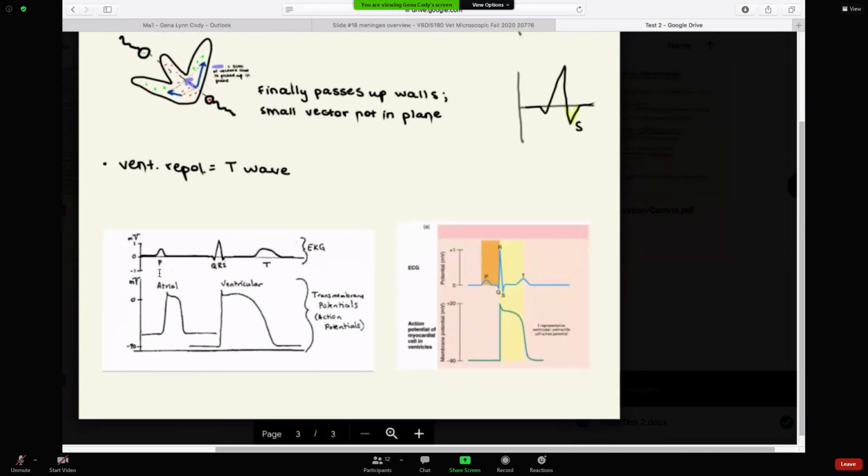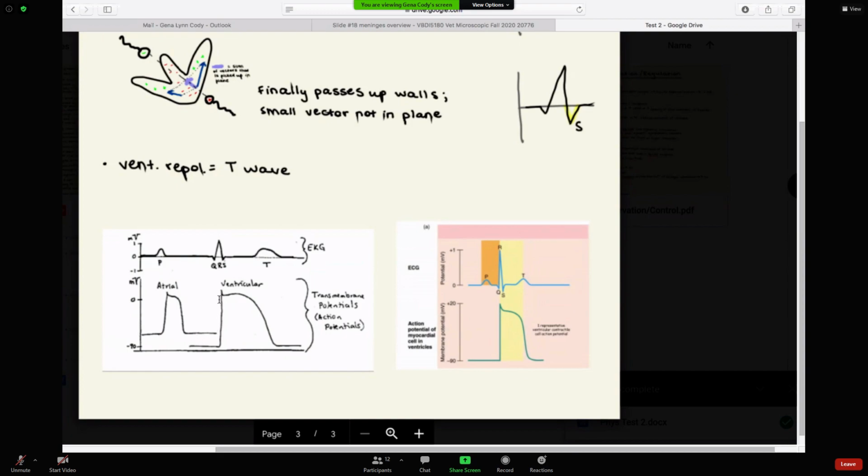Here are the action potentials along with the EKG reading. Both of these are referring to just the plain old contractile cells, not the funny channel cells, not the myoconducting cells. This is plainly contractile cells. When I get my depolarization in my atria, that's what gives me my P wave, atrial depolarization. It does its thing, it relaxes. This is when it's passing through the AV node.